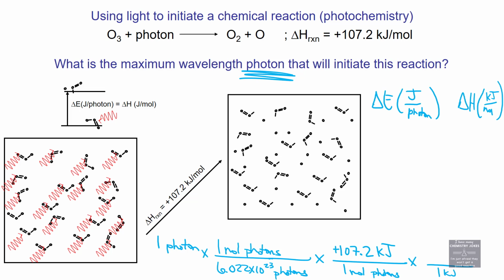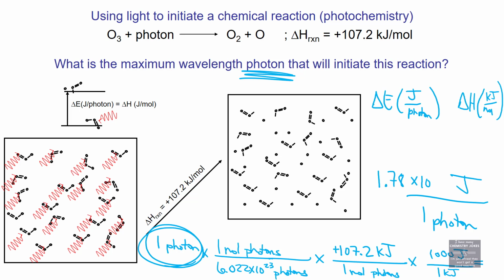I need to know that 1 kilojoule is 1,000 joules of energy. So this cancels out everything to tell me the joules required for one photon to react with 1 molecule of O3. So if I do that math, I get 1.78 times 10 to the negative 19th joules per photon. So I should get a very small number. A photon is a tiny particle of light. I should get a very small amount of energy that this photon is putting out.